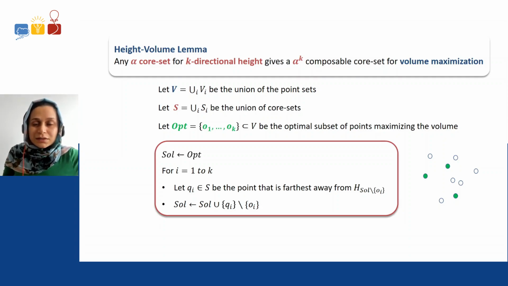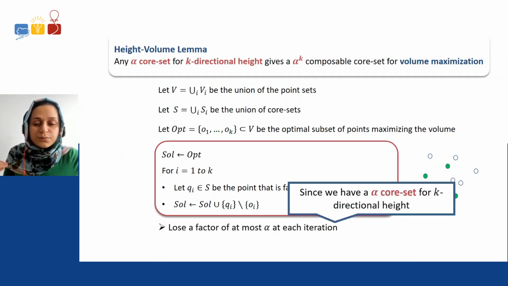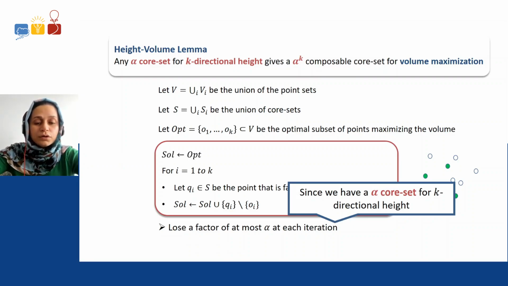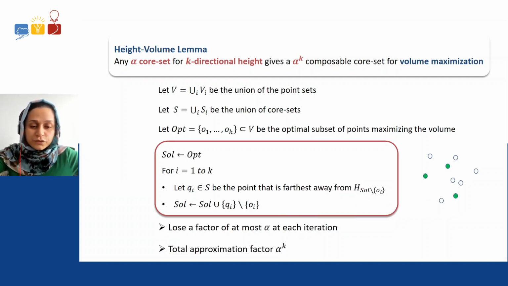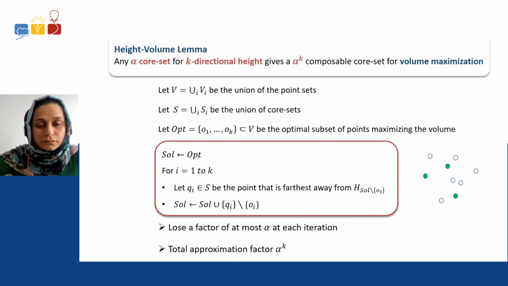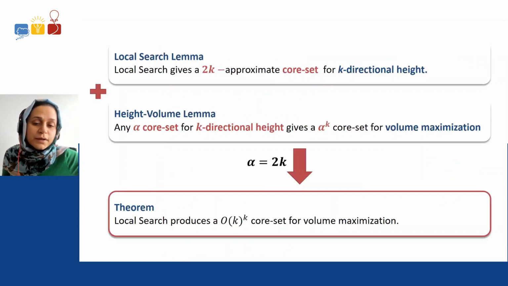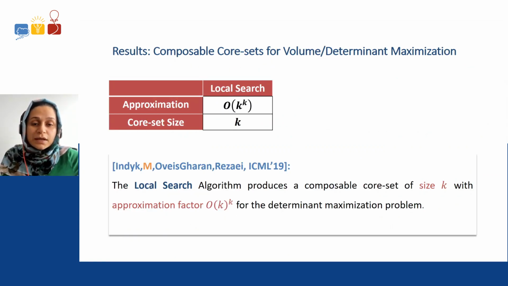At each iteration, the distance and therefore the volume decreased by at most a factor of alpha. And because there were k points and I repeated this process k times, the decrease in the volume happened by at most a factor of alpha to the k. So this basically finishes the argument and shows that the local search algorithm is in fact giving a composable coreset of size k with approximation factor order k to the k.